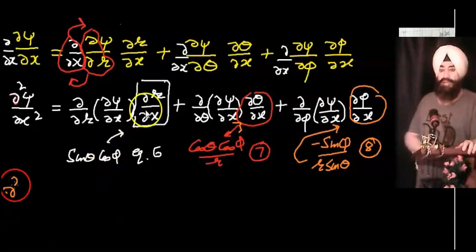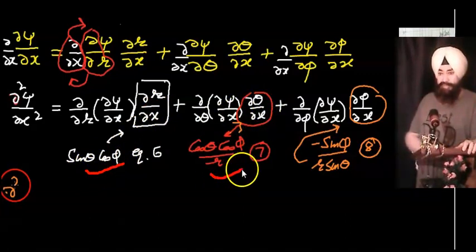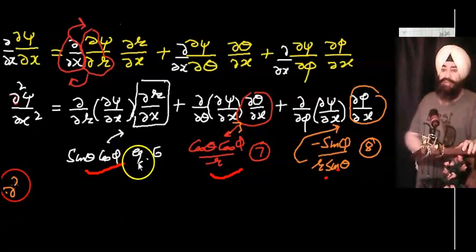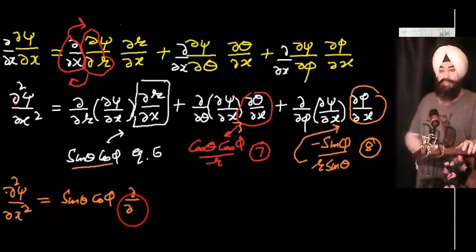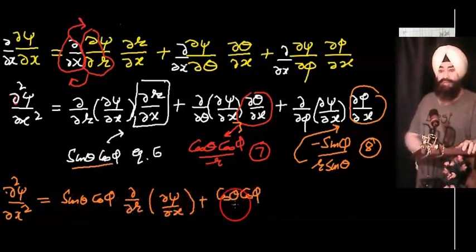Now you already derived equation 6. Curly r by curly x is this value. Curly theta by curly x. Curly phi by curly x. The equations were 6, 7 and 8. Substituting the values. Substitution of the values.